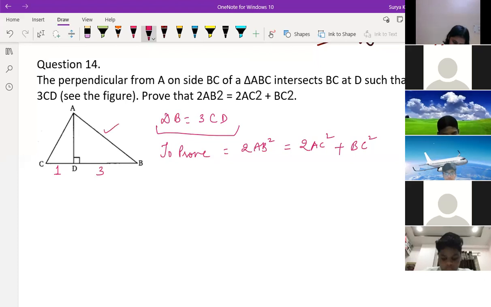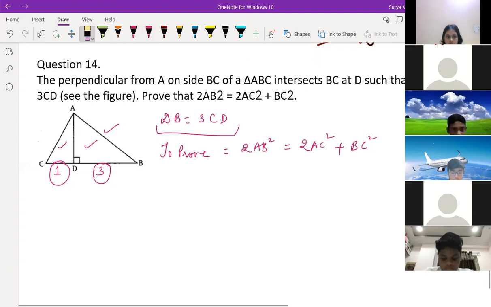AB square they are asking. If we find this one and this one separately, then we should get AB square in terms of AC and BC, right? If we take the two triangles ADB and ADC separately, then we can write AB square is equal to BD square plus AD square.